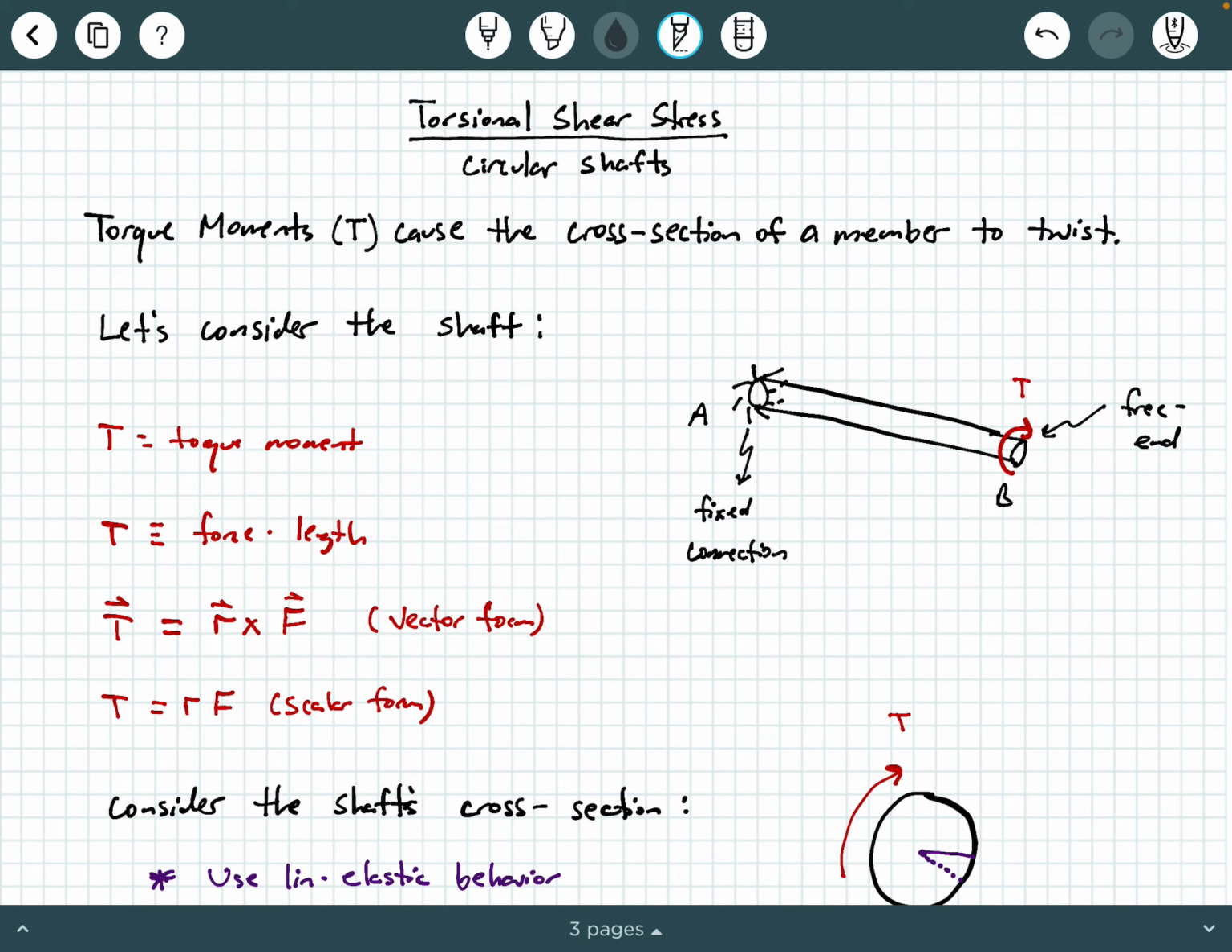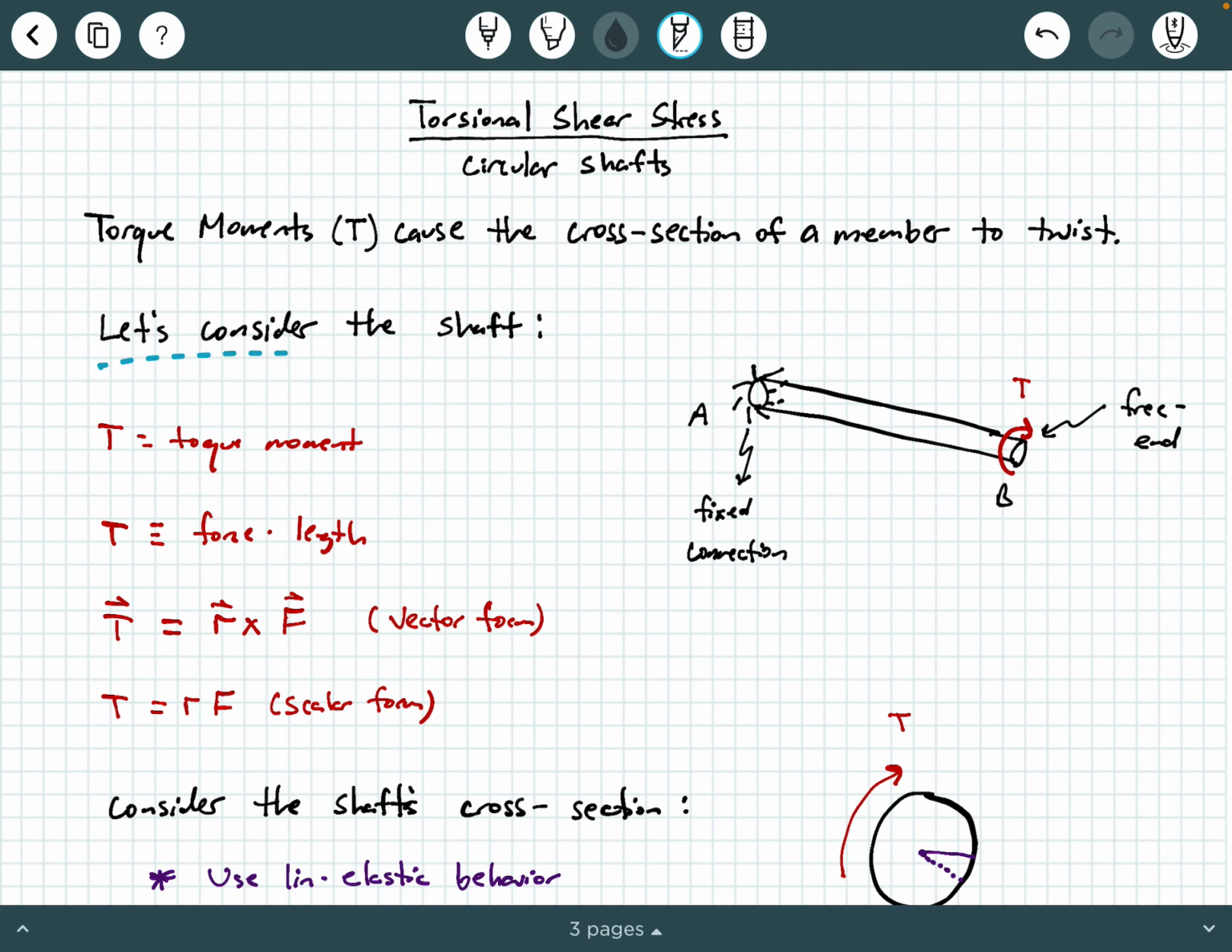And if you remember, a bending moment is a tendency of rotation caused by a force multiplied by its distance, usually the perpendicular distance, away from a desired point. So a torque moment is the same kind of thing, mathematically at least, but physically it is a bit different. A torque moment will cause a member's cross-section to tend to twist, whereas a bending moment tends to cause the length of a member to bend about a certain point, okay?